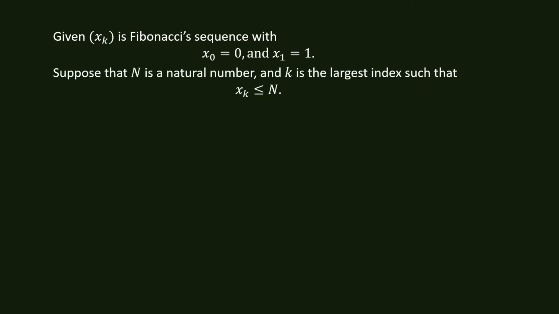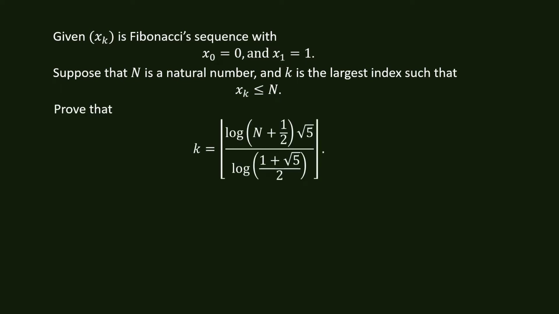Okay, in this video we will prove the explicit formula of the largest index of the largest Fibonacci number. Let's see the problem. Given xk is Fibonacci sequence with x0 equals 0 and x1 equals 1. Suppose that n is a natural number and k is the largest index such that xk is less than or equal n. We want to prove that k is equal to the floor value of this logarithm quantity.